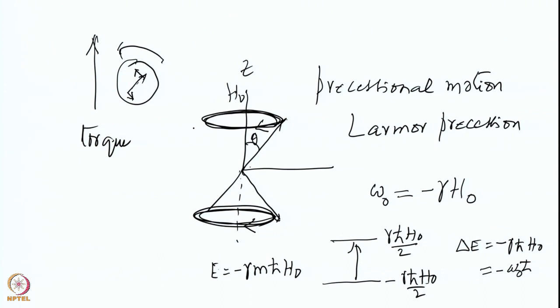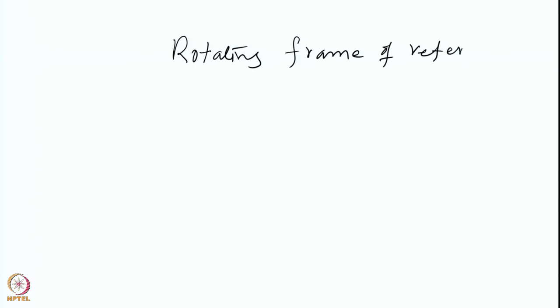Now if I were to sit on the spin and look at the magnetic field, what happens? The nuclei will not see the field at all, and that is what is called going into the rotating frame of reference. So if I go into the rotating frame of reference, it means you sit on the spin and look at the magnetic field. If you sit on that and look at the magnetic field, it looks as if you are not rotating, right? The motional frequency is with respect to the observer. So if the observer is sitting on that thing and looks at this, then of course it is not moving, right? So that is called the rotating frame of reference.